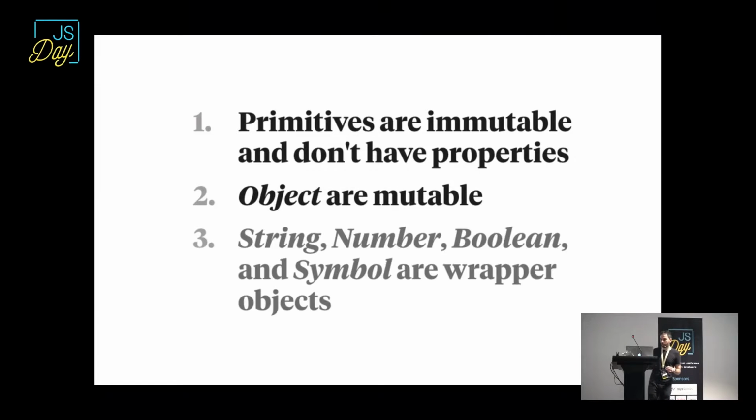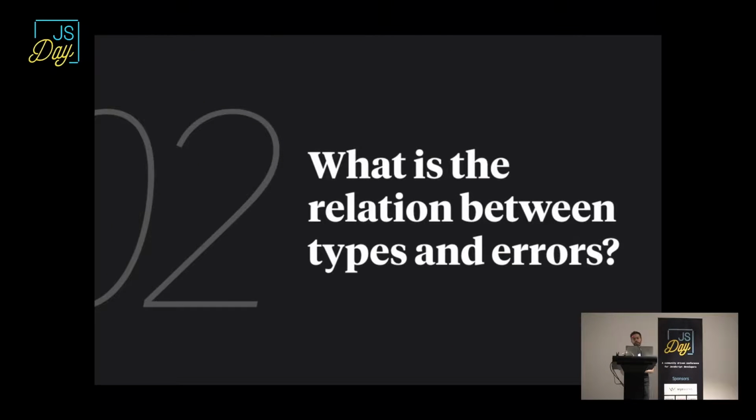Okay, but why should you care? I mean, what's the relation between types and errors, for example? That's important. We want to make good software, and we want to be better programmers. So what's the relation between types and errors?